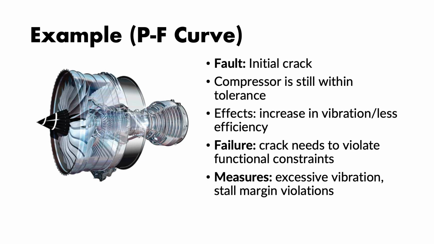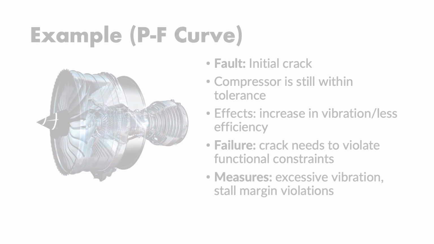The point of functional failure will only happen when the crack reaches a size that violates the functional constraints. And in that case you can see excessive vibration and violations of stall margins. And that's the idea. You start with a small fault, then it develops into failure, and you have to take the system out of operation.